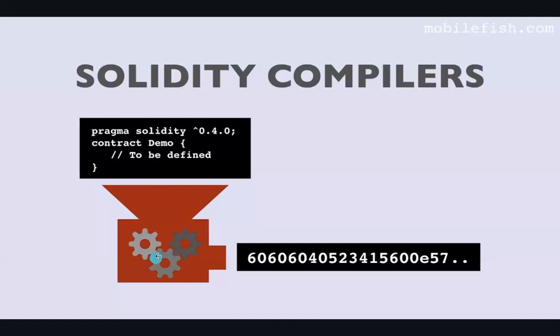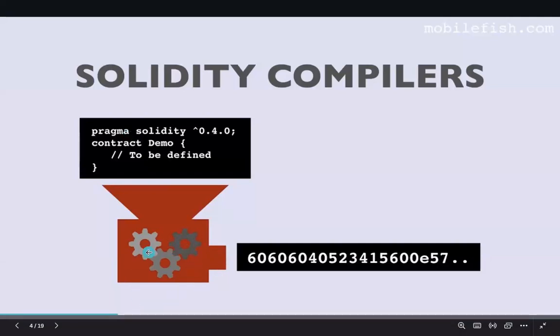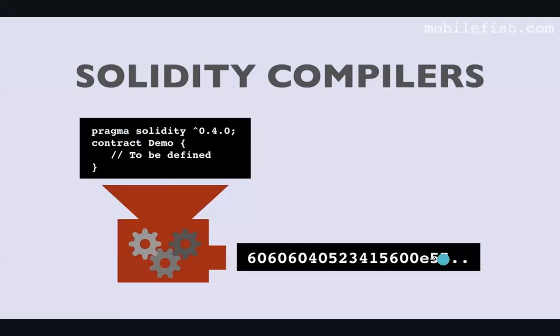But the computer, this is the compiler here. The compiler compiles it into machine readable code. And this is what the computer sees this piece of information as. It sees it this way, and it's able to perform the actions that are needed. So that is a graphical representation of what a Solidity compiler does.